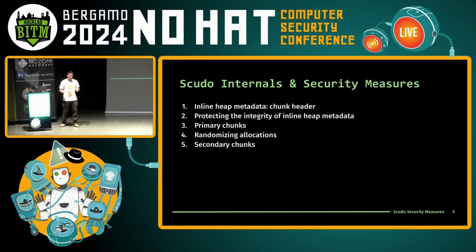All right, so in order to actually exploit the allocator, we need to understand how the allocator works internally. So in this section, I'll walk you through these 5 points. Basically, we'll talk about what inline heap metadata is stored by Scudo on the heap, how Scudo protects that inline heap metadata, and then the 2 types of chunks Scudo actually tracks.